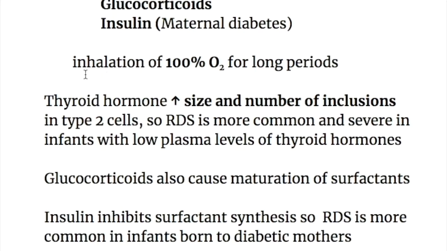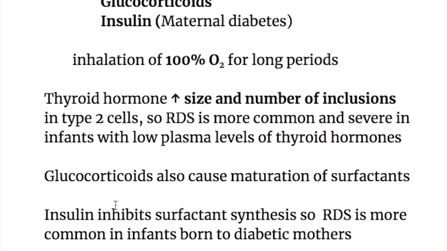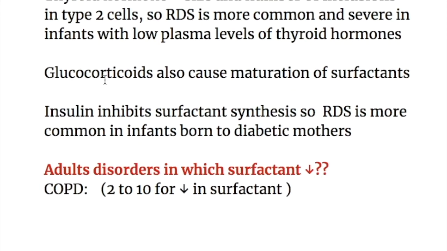How is thyroid hormone involved in causing respiratory distress syndrome? Thyroid hormone increases the size and number of inclusions in the type 2 cells or Clara cells. So respiratory distress syndrome is more common and severe in infants with low plasma levels of thyroid hormone. Glucocorticoids also cause maturation of surfactants. So absence of glucocorticoid causes respiratory distress syndrome. And respiratory distress syndrome is also more common in infants born to diabetic mothers.